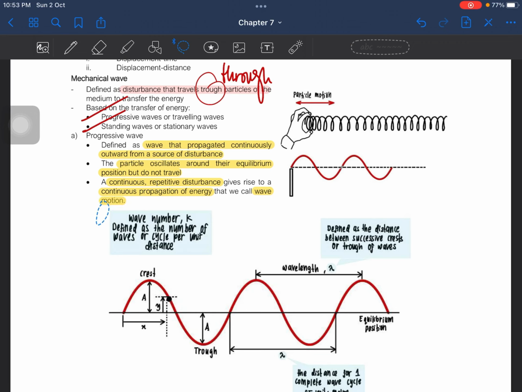Okay, so this is what you need to know here, progressive wave. Yang inilah yang kamu perlu tahu. Okay, so it is a wave that propagated continuously from a source of disturbance. Lepas tu, the particles do not travel. The particles oscillate saja around the equilibrium position. And then we have a term that we call wave motion, which is due to the continuous propagation of energy caused by the repetitive disturbance.